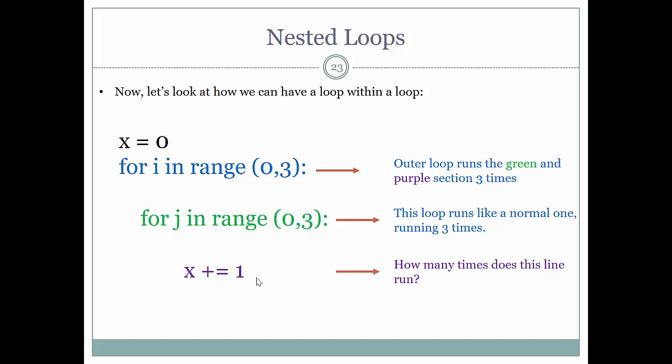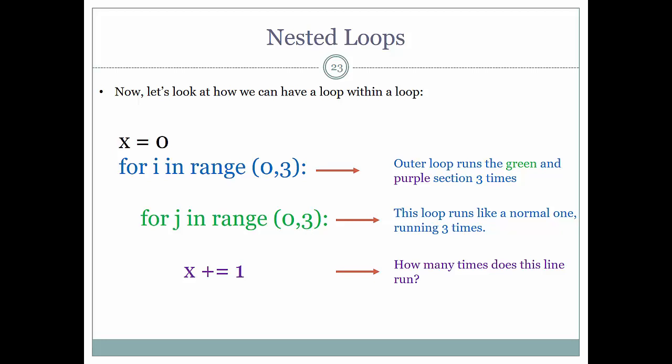running the purple statement 3 times. So when i is 0, because that's the first number that you will take, j will take the values 0, 1, 2, and finally stop when it reaches the value of 3.